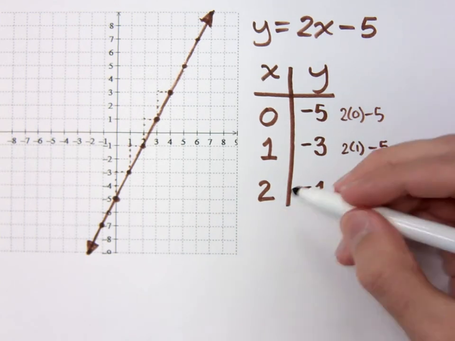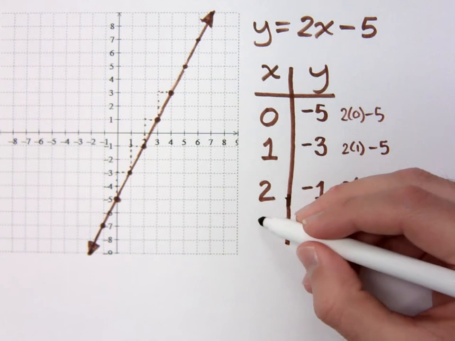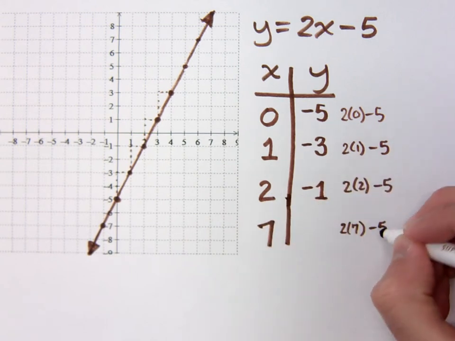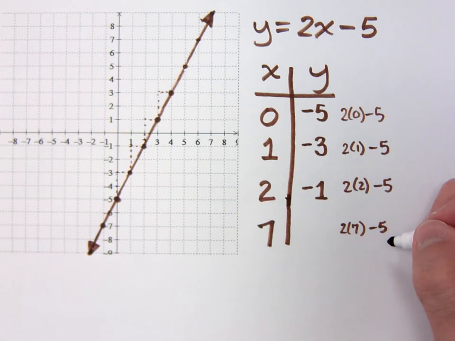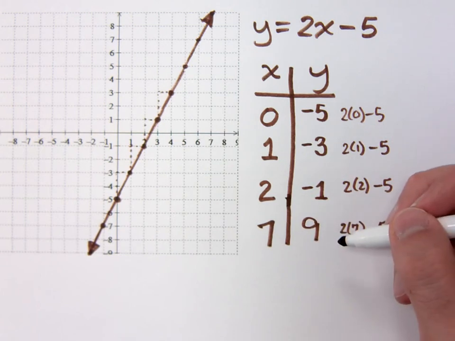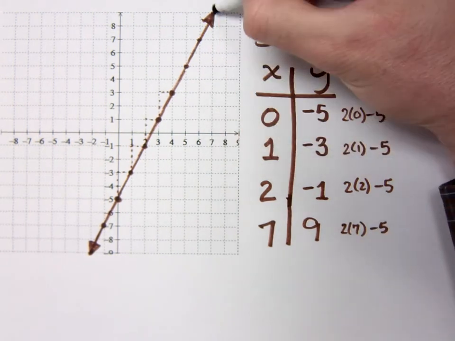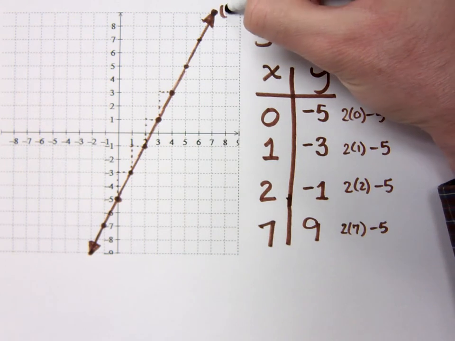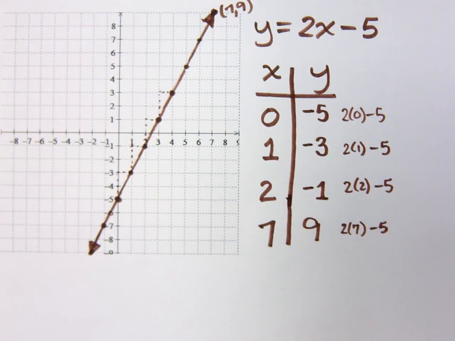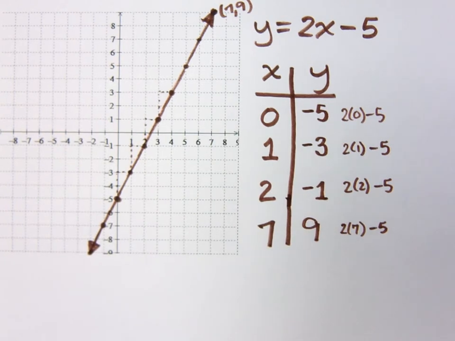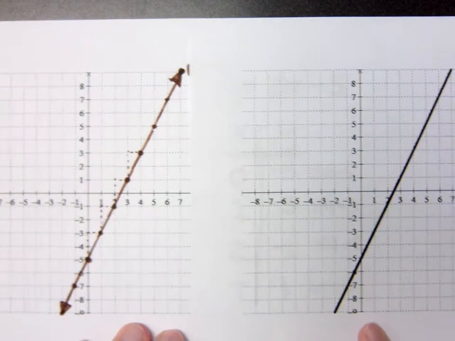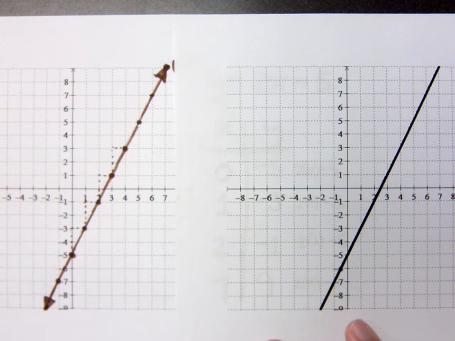I mean, you could go further with your t-table and you could see that points do match up. If I picked 7, that means I'd have to do 2 times 7 minus 5. What is that? 9. 14 minus 5 is 9. Does that point match up with what I have here? Here's 7 and here's 9, so yes, that point matches up. And this is what the graph looks like when done in WinPlot. Side by side, these guys are exactly the same, right?